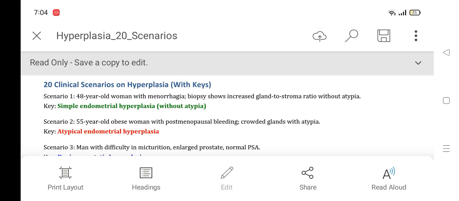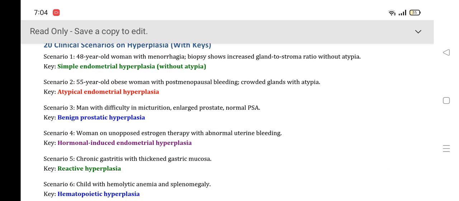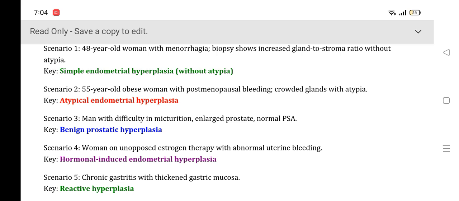So the first is a 42 years old woman with menorrhagia, that is heavy menstrual bleeding, and biopsy shows an increased gland to stromal ratio without atypia. So you must remember that this is basically simple endometrial hyperplasia. Then the second scenario is a 55 years old obese woman with postmenopausal bleeding, crowded glands with atypia. So it means it is atypical endometrial hyperplasia, and you might be knowing that it has got a 30% risk of being converted into malignancy.